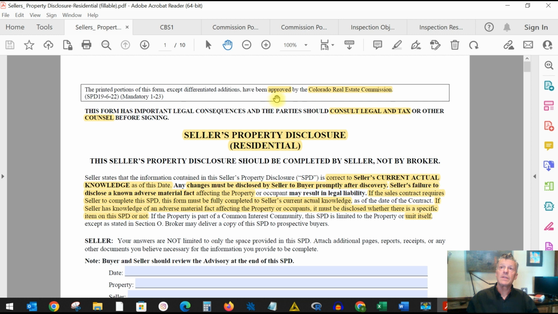And as always, this has been approved by the Colorado Real Estate Commission, and you should consult legal and tax counsel before signing this. So the seller's property disclosure, what is that? You've gone under contract with the seller on a property that you'd like to own, and they're going to present this to you, your agent, and tell you what they know about the property. If they know stuff that's important that is not mentioned on this form, they're supposed to add that in, okay?